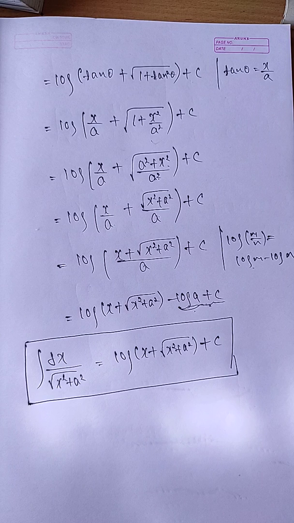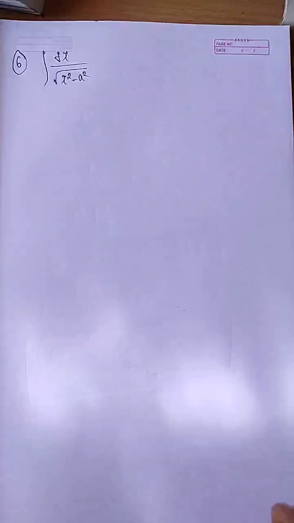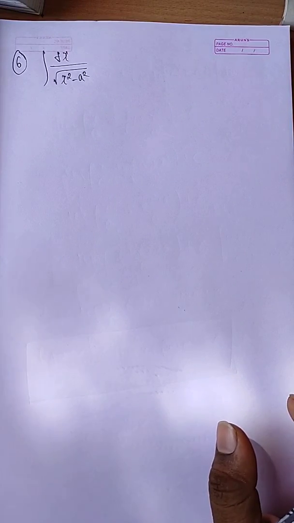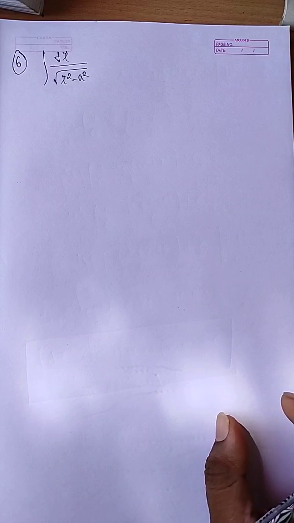Take a screenshot of both the pages and copy to your notes. Now we will go for the next proof. The next proof is integration of dx by root of x square minus a square.